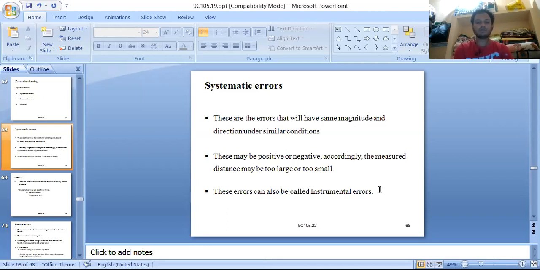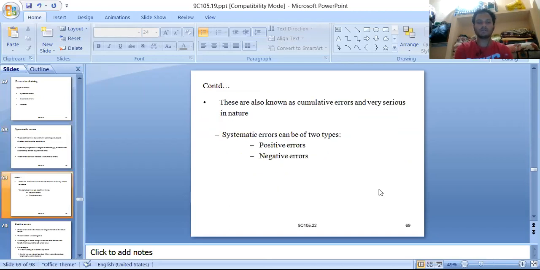We cannot avoid this type of error, but these are cumulative and are going to be added whenever we survey, as we use the chain a number of times. These are cumulative in nature and very serious if we ignore them, because for every chain length, these errors will go on adding and end up as a big error. So we have to consider these errors before calculating the final results. Again, systematic errors can be classified into two types: positive errors and negative errors.